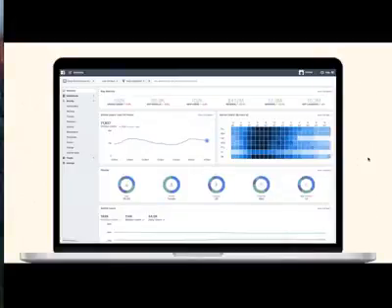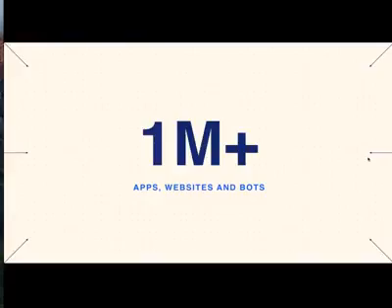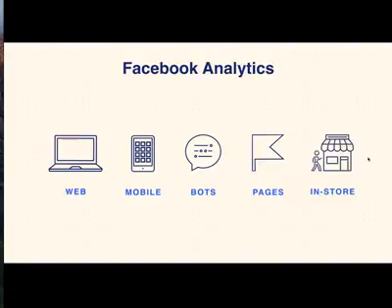So we'll go through the main features of Facebook Analytics. Currently, more than 1 million apps, websites, and bots are using it, and this number is probably outdated now. It's around 1.5 million. So, as I said a minute ago, Facebook Analytics now is for web, for mobile, for Messenger bots, for pages, and even in-store data. So think about it from an omnichannel perspective. It's a tool that helps you understand the entire user journey.